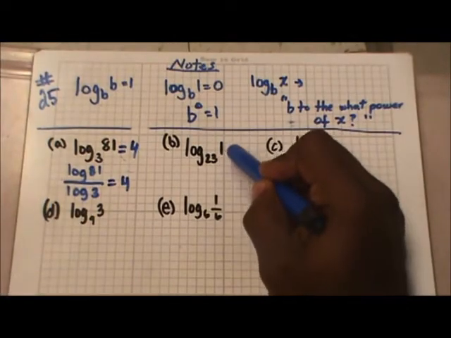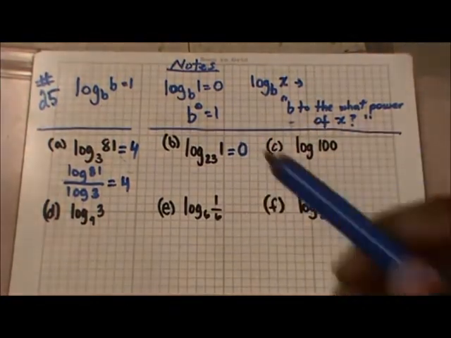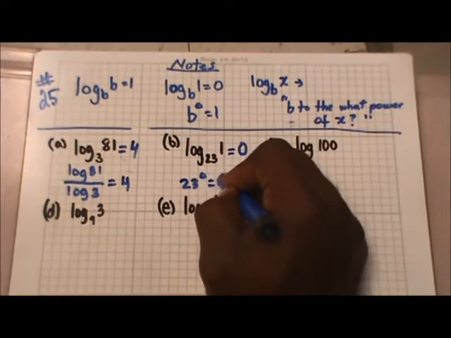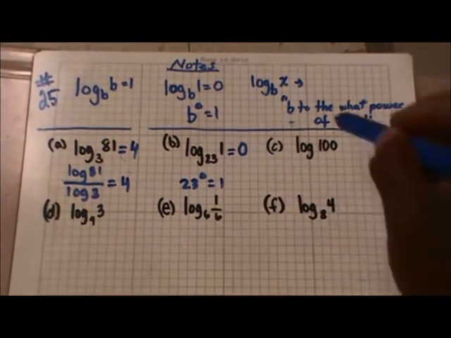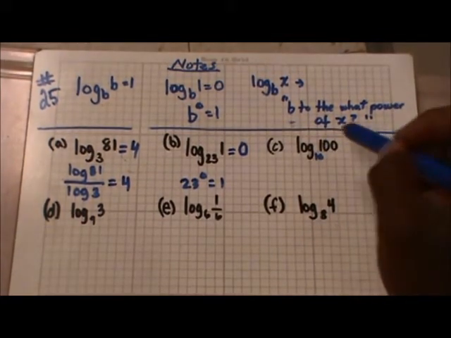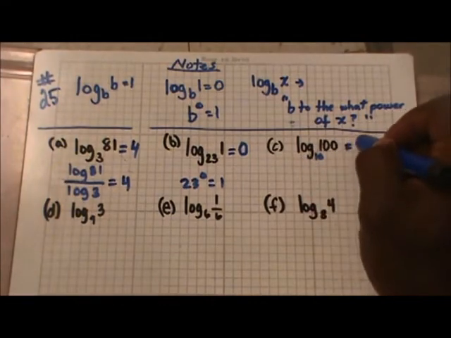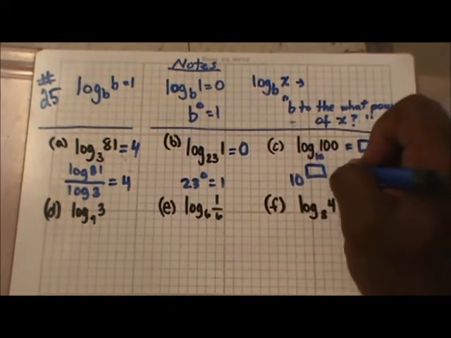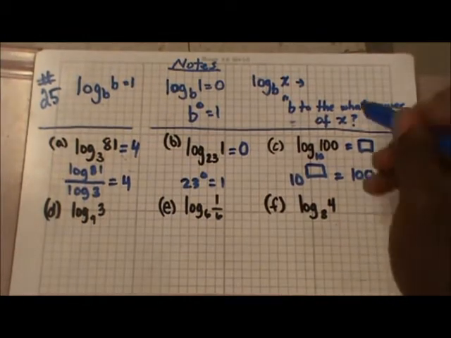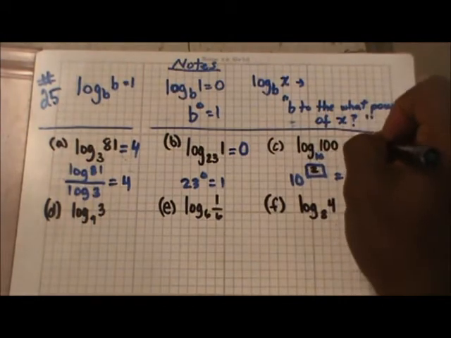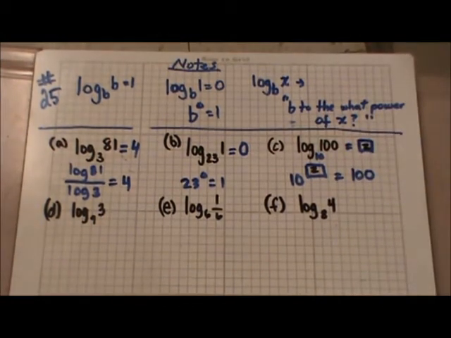We see a 1 here, we should know that it's going to be equal to 0 because 23 to the 0 power is what's going to give you 1. All right, next one. Now, if you want to put the 10 in, you can. All right, but we're saying 10 to the something power is equal to 100 if we change the form. That something is 2. All right, changing base always works for that one too.